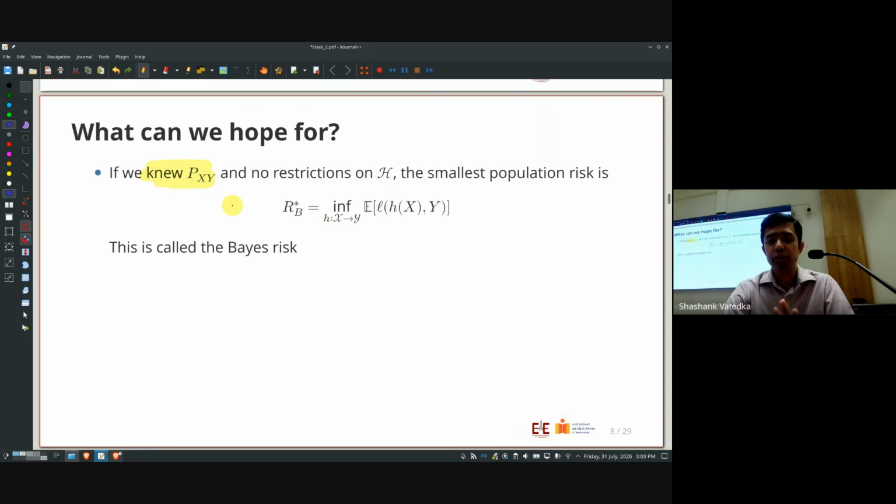Let's say that this is the smallest population risk. It is possible that this is never achieved, for some weird class of loss functions. But more often than not, you can just assume that this is actually a minimum. So this minimum possible population risk is called the Bayes risk.